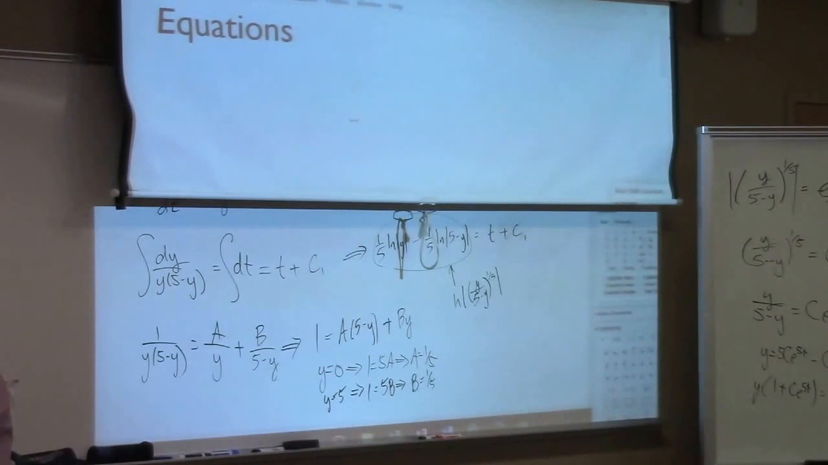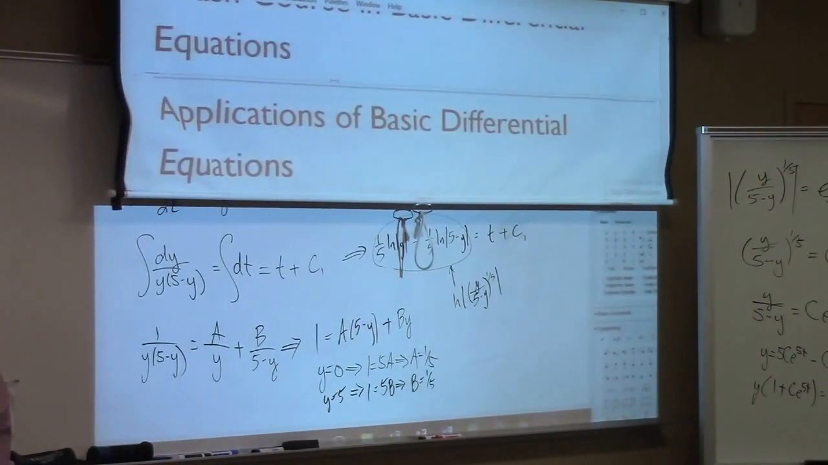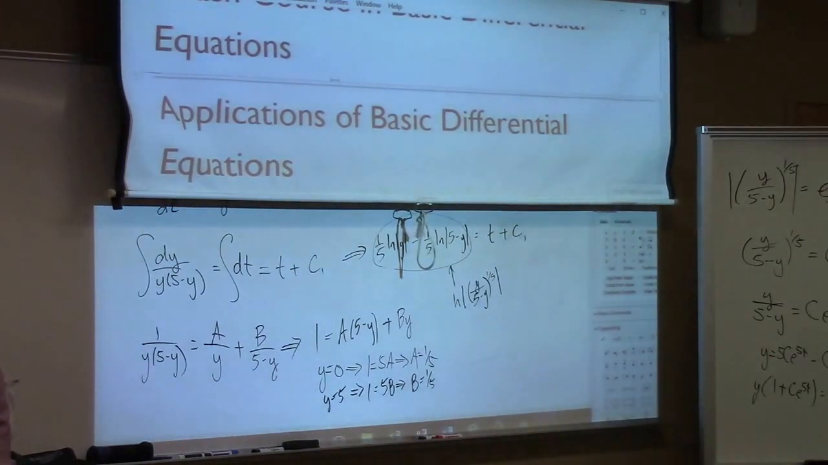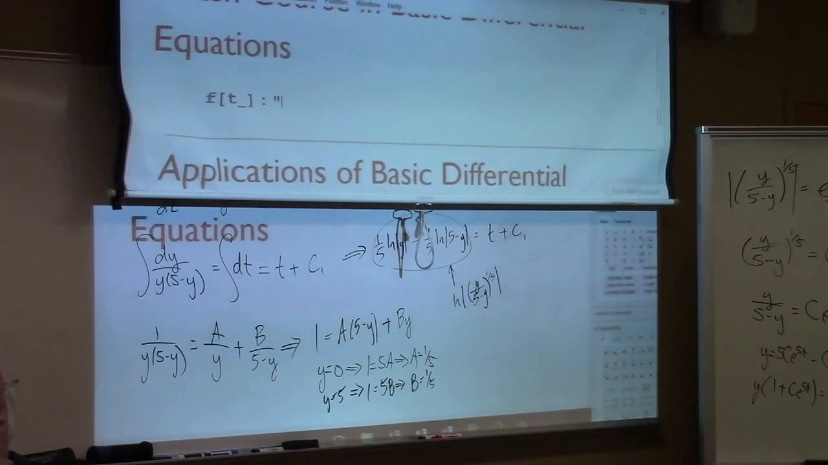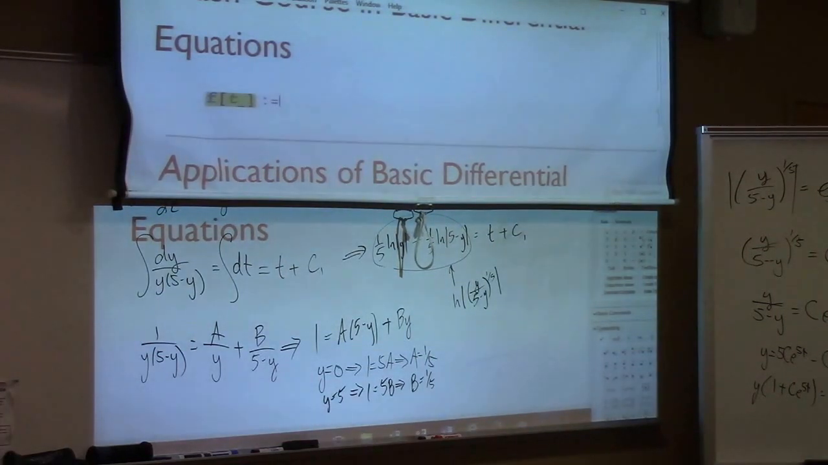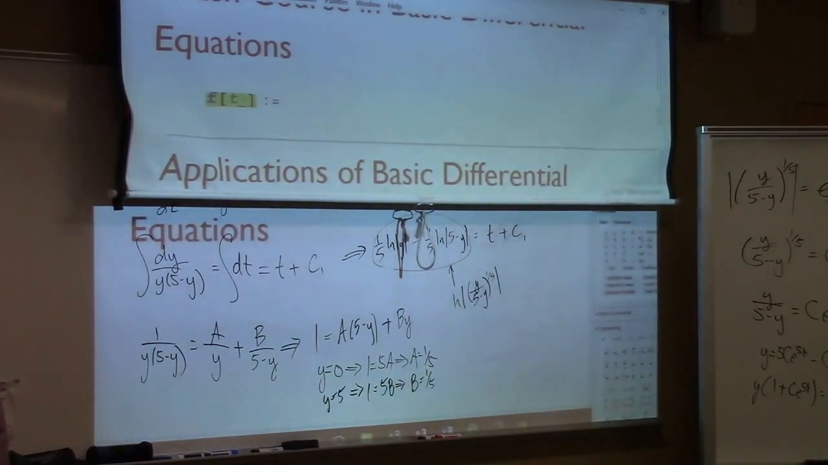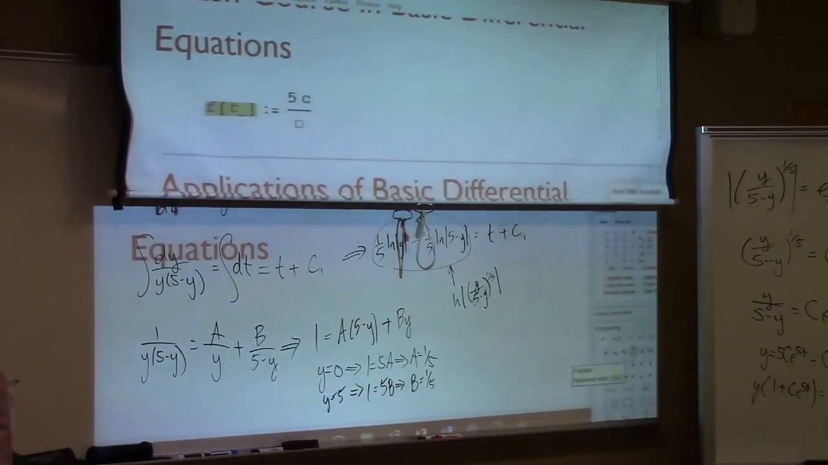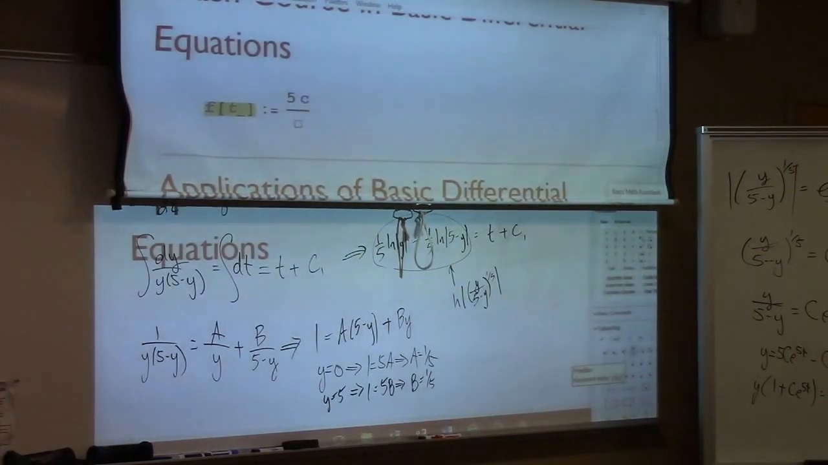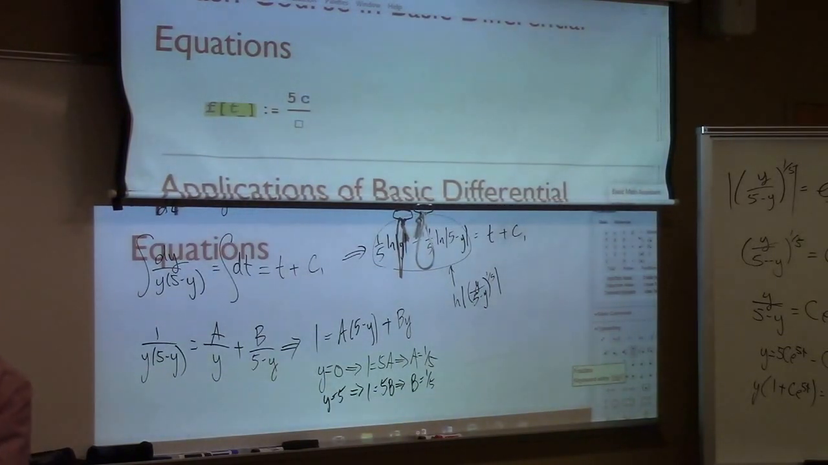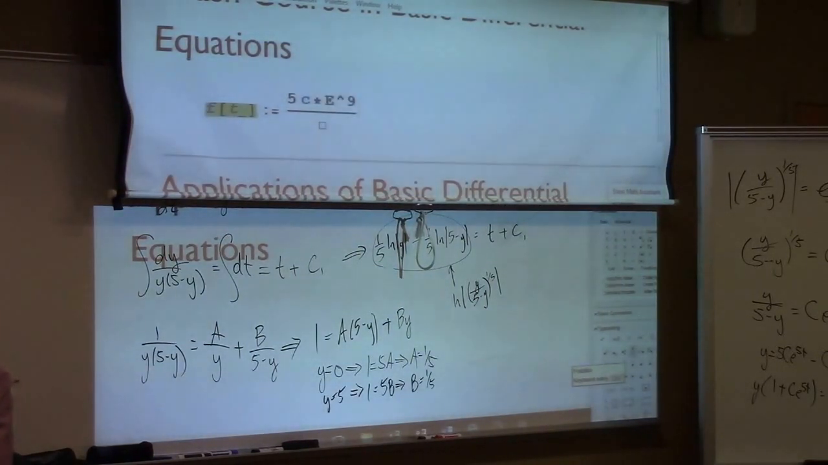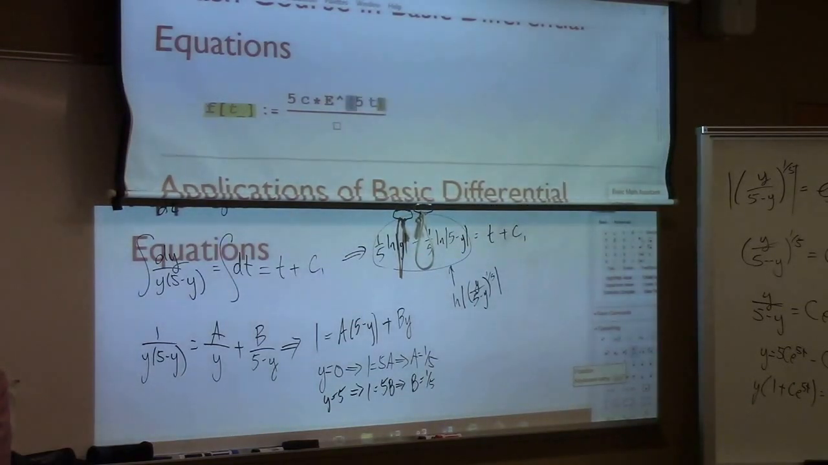One way to check it is to just define a function. I could call it y of t, I can call it f of t, it doesn't matter. That equals what we see here: 5c, I think I'll use a lowercase c because maybe an uppercase C is reserved, times e to the 5t. Got to use a capital E, remember, E, divided by 1 plus c times e to the 5t.